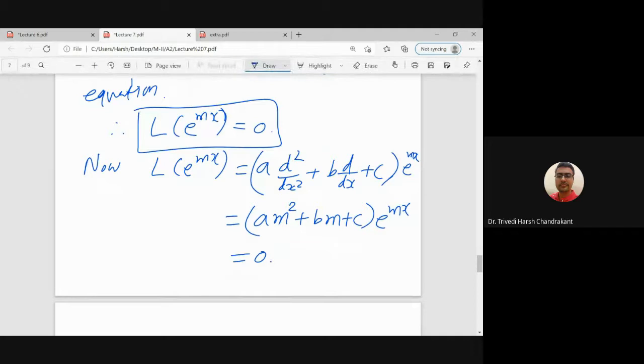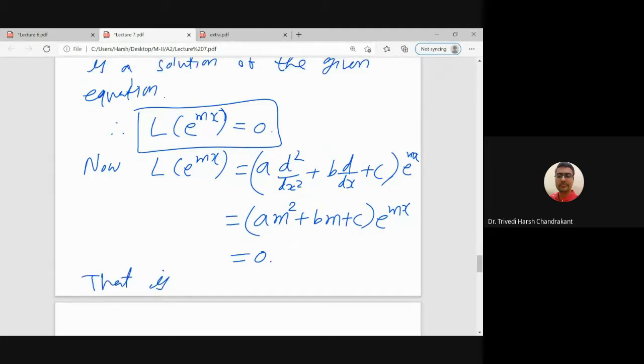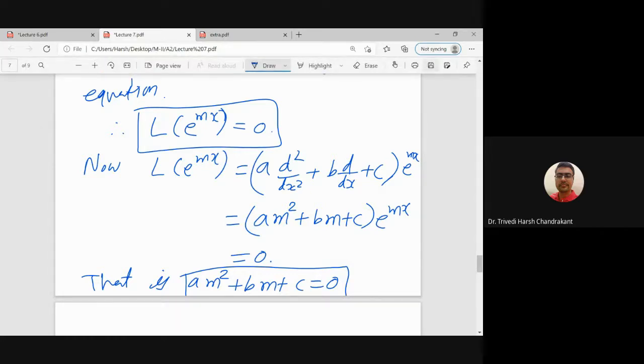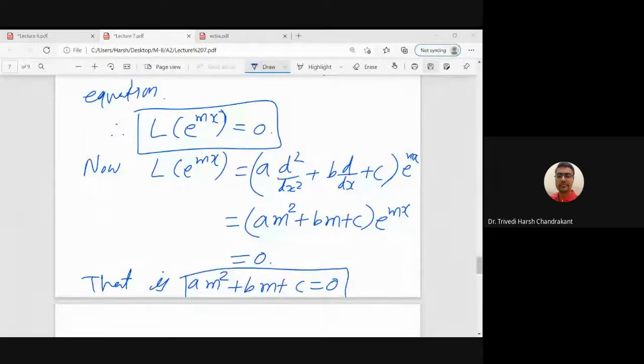So this condition gives us that a m square plus b m plus c times e power mx is 0, and we know that e power mx can never be 0. So that means we get the polynomial a m square plus b m plus c is equal to 0, right? So what are the possibilities of m? m must satisfy this equation, a m square plus b m plus c is equal to 0. Yeah, so let me stop the lecture here today.